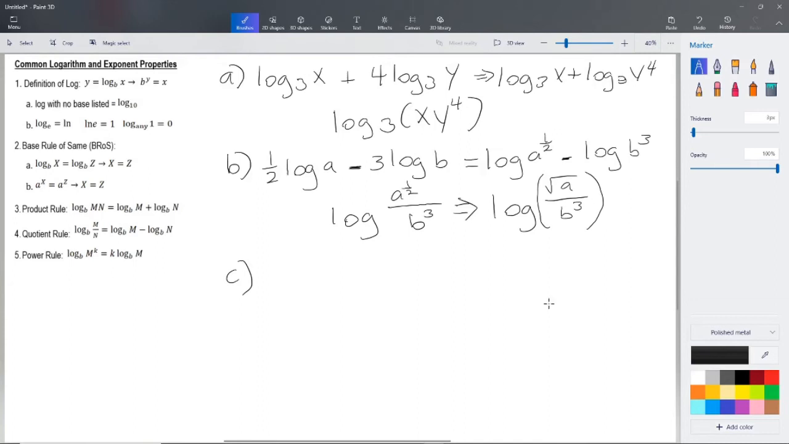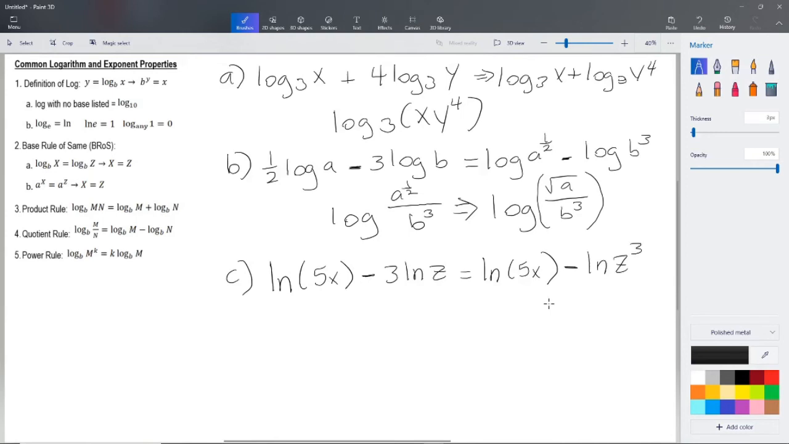Okay, part C, we have the natural log of 5x minus 3 natural log of z. All right, so again, first thing we do, take care of the power rule. So this 3 is going to go back to being a power on the z. Nothing doing with the 5x here, so that's going to go ahead and stay as is. So natural log of 5x minus natural log of z cubed. All right, so that's the first thing we take care of.